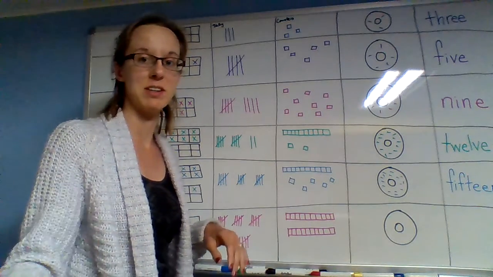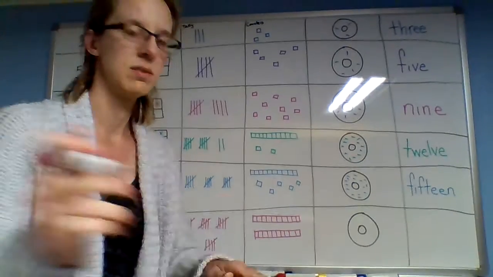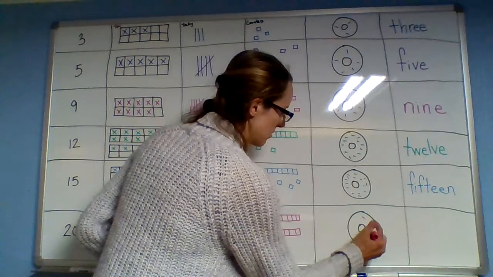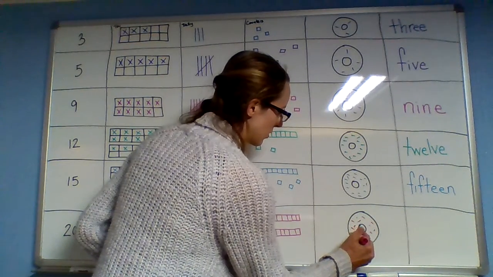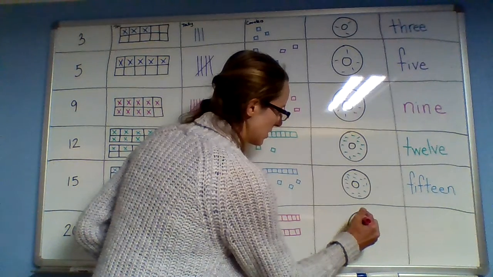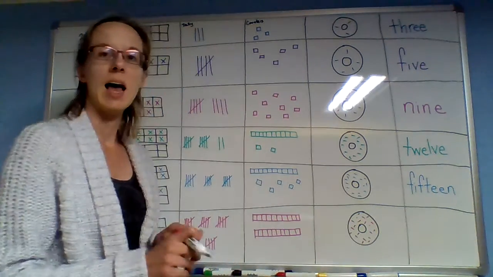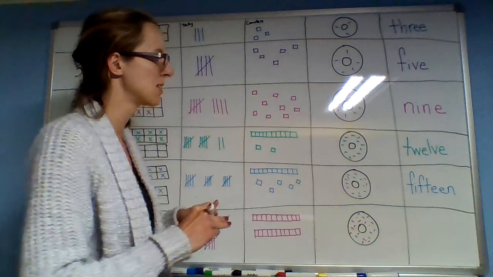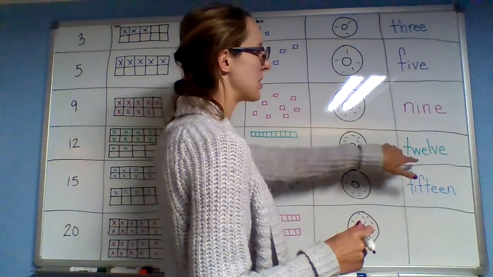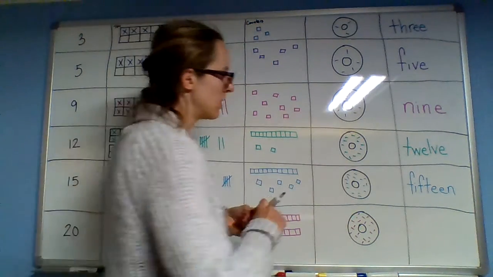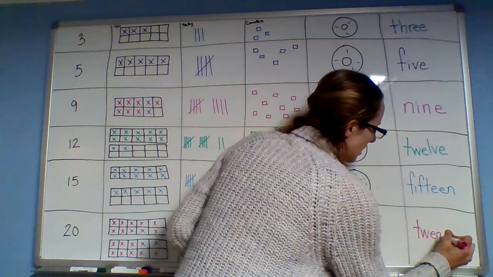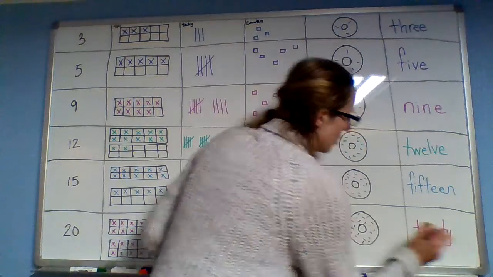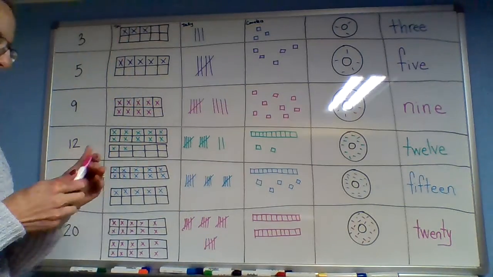Lots of sprinkles on my donut for this guy. 1, 2, 3, 4, 5, 6, 7, 8, 9, 10, 11, 12, 13, 14, 15, 16, 17, 18, 19, 20. And 20 starts with that same letter combination as 12. So it starts with a T, W, E, N, T, Y, 20.